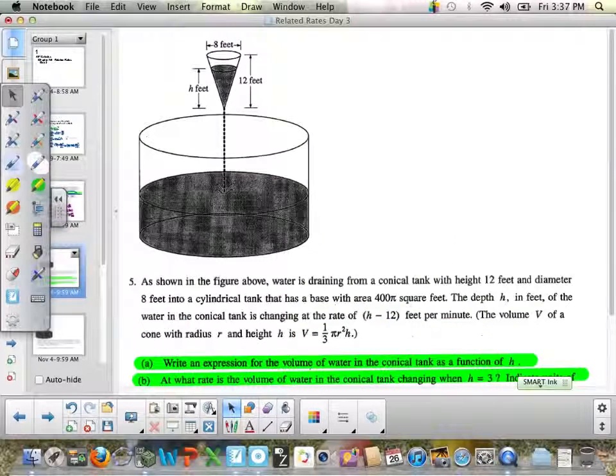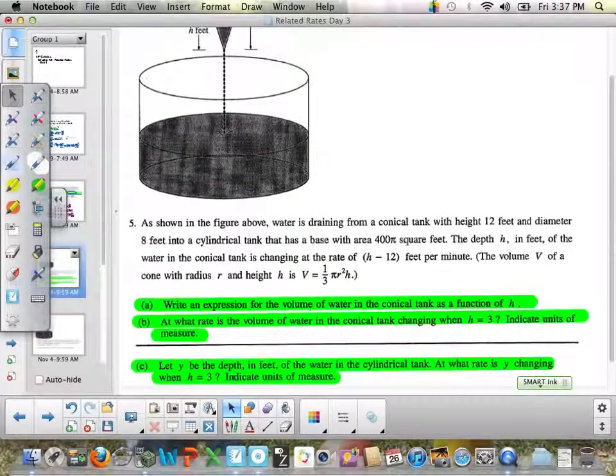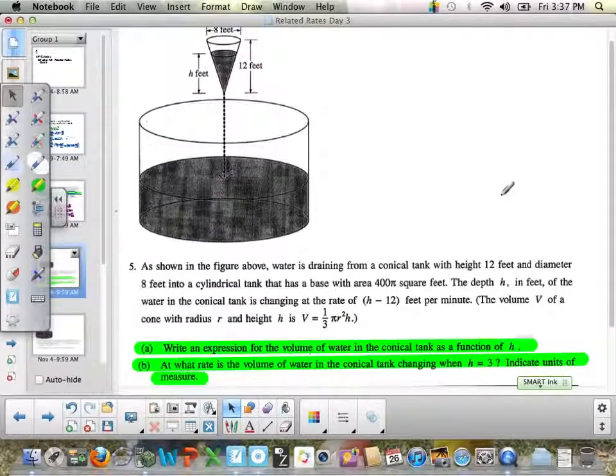Now, one more AP problem from the past we're going to take a look at. We'll probably just go through A and B, depending on how long it takes. As shown in the figure above, water is draining from a conical tank with height 12 and diameter 8 into a cylindrical tank that has a base with area 400 pi square feet. The depth h is changing at a rate of h minus 12 feet per minute. Write an expression for the volume of the tank as a function of h.